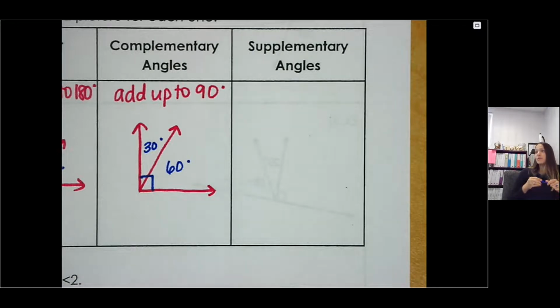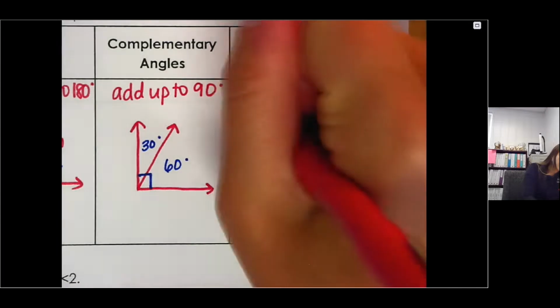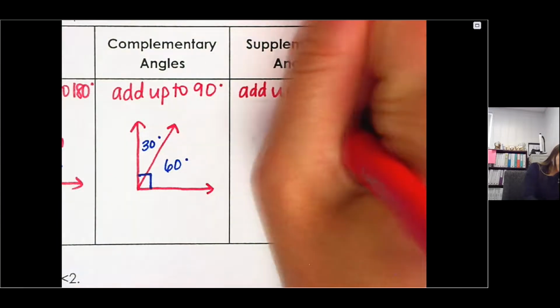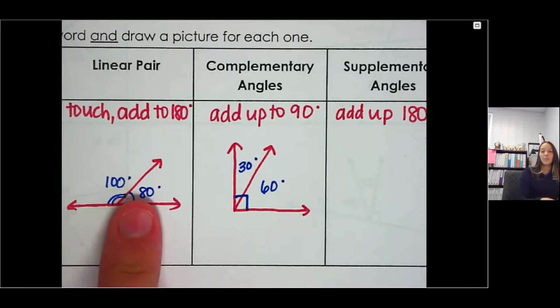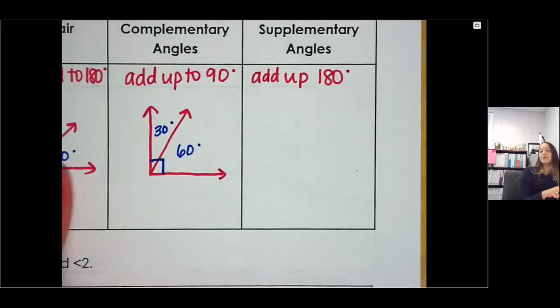Supplementary. What does that one mean? You already answered them. Brooklyn, what do you think? Adds up to 180. Great. Which again is a straight line. So it could be the exact same picture that you have for linear pair, right? The two angles that add up to 180.